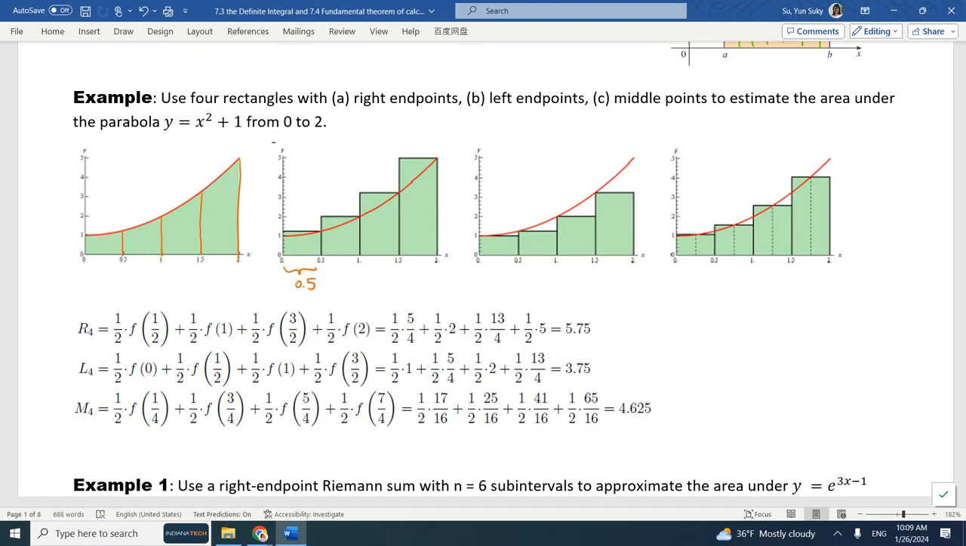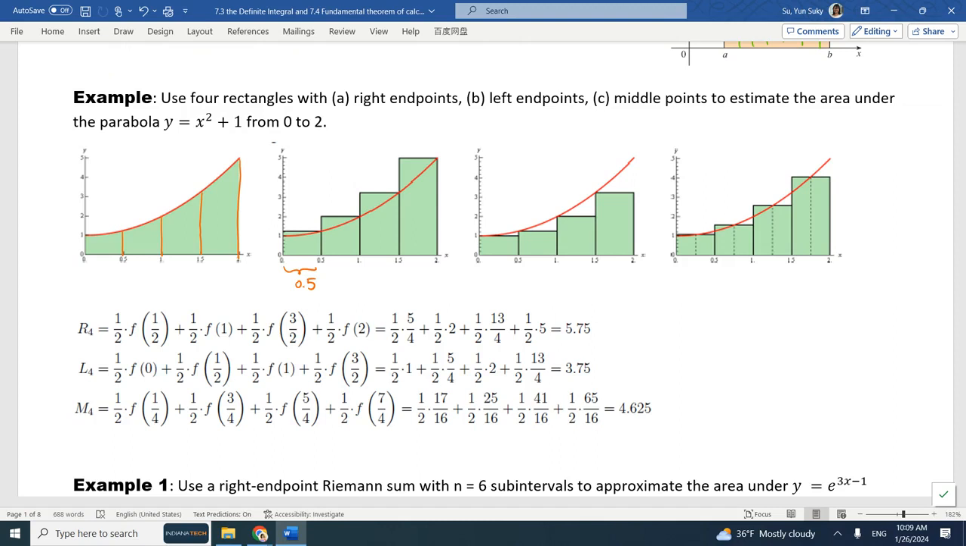So we compute the area using the right endpoints. That's why you see R, stands for right endpoint sum, with number 4 rectangles. Okay, that's the notation. Okay, part B. How about we use the left endpoint?